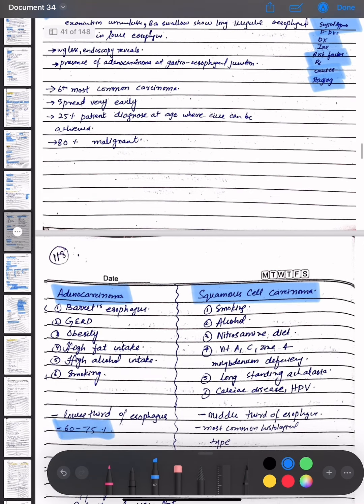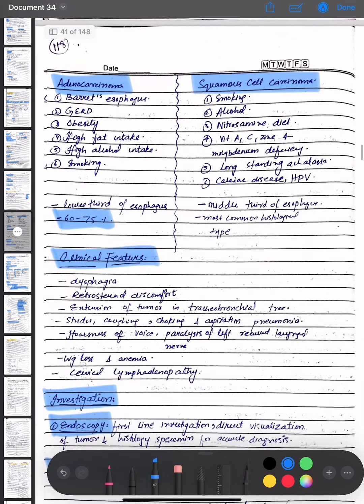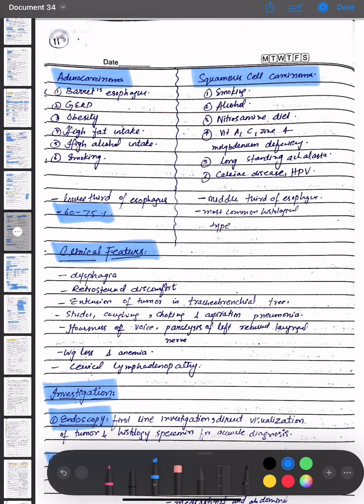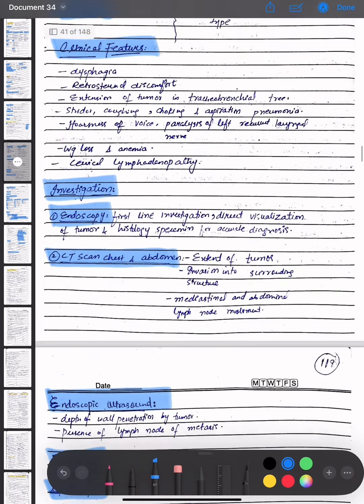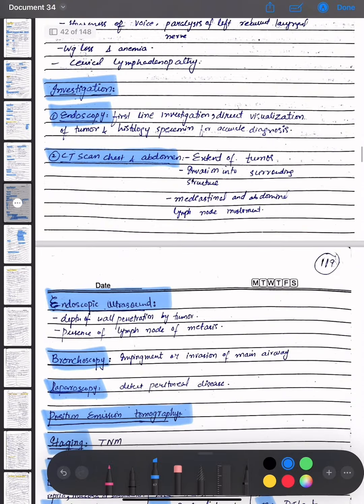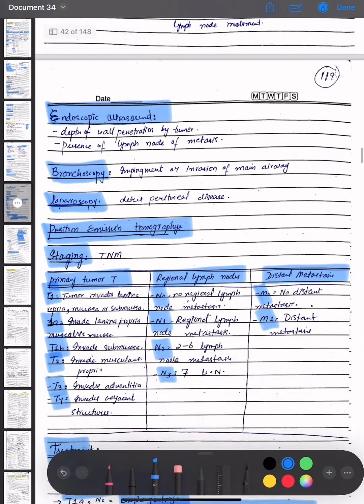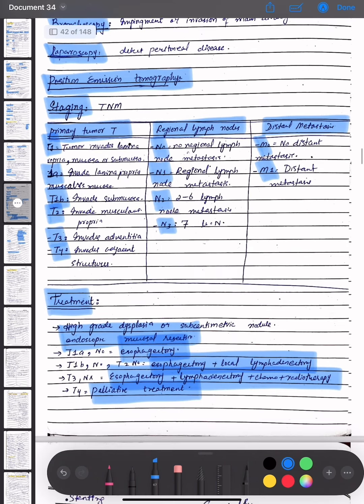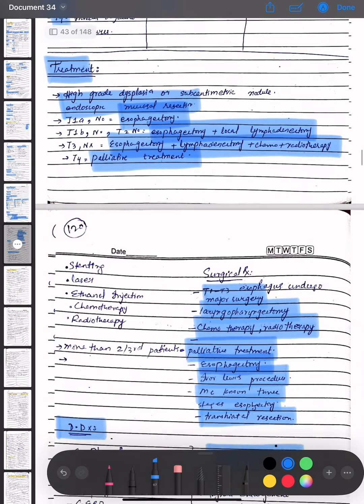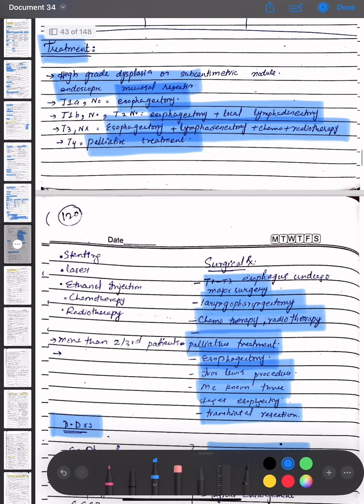This is the 6th most common carcinoma. Then we are having 2 basic carcinomas: adenocarcinoma and squamous cell carcinoma. Then we studied the clinical features and the investigations that are done. This is the endoscopy, the CT scan, chest and abdomen, the endoscopic ultrasound, the bronchoscopy, the laparoscopy, the positron emission tomography. Then we do TNM stages, that is T is for tumor, N is for lymph nodes, and M is for distant metastasis. Then we discuss the treatment options for all the stages.